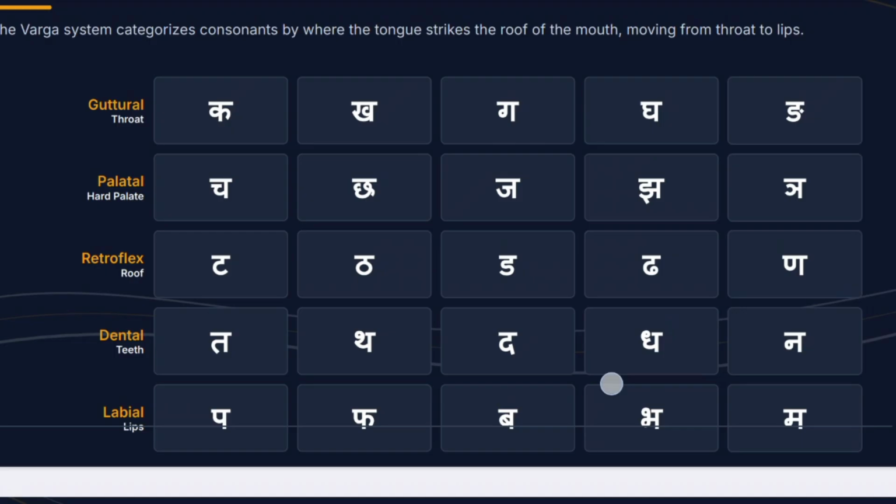So it organizes the primary consonants into five different physical zones based on where your tongue hits. If the tongue hits the throat, all the ka line will come. If the tongue hits the hard palate, it comes the cha varga. If it touches the roof of the mouth, it is the ta varga. If it touches the teeth, it is the tha varga. If it touches the lips, it's the pa varga.